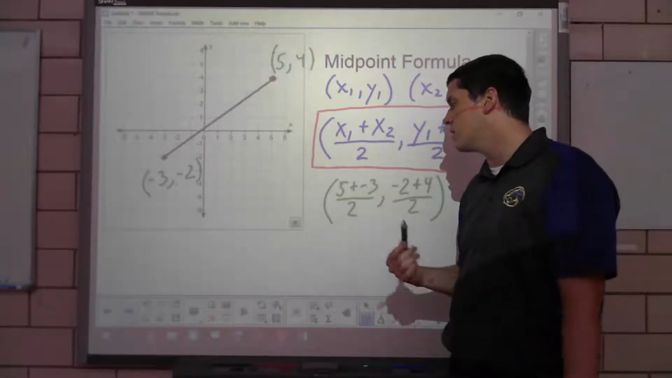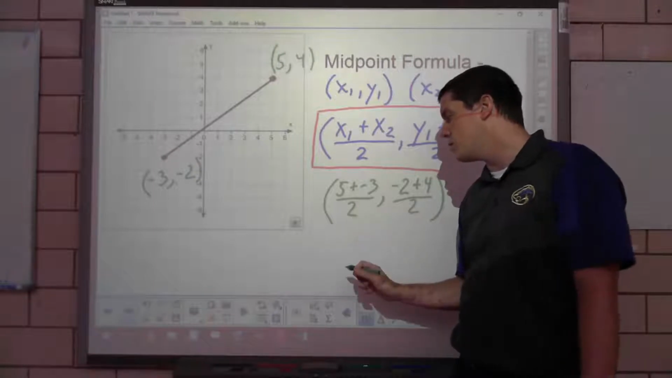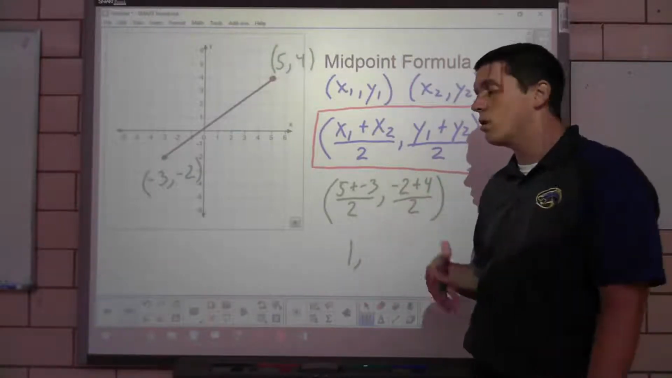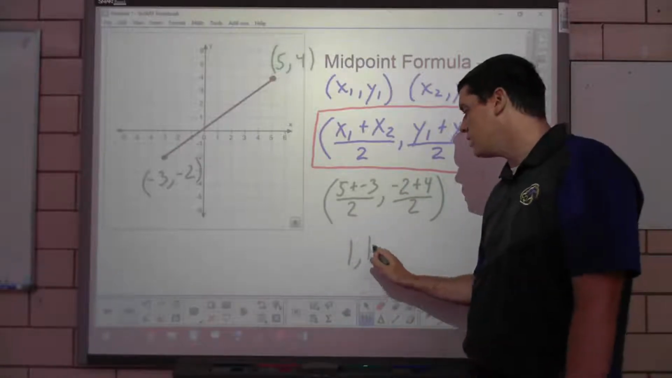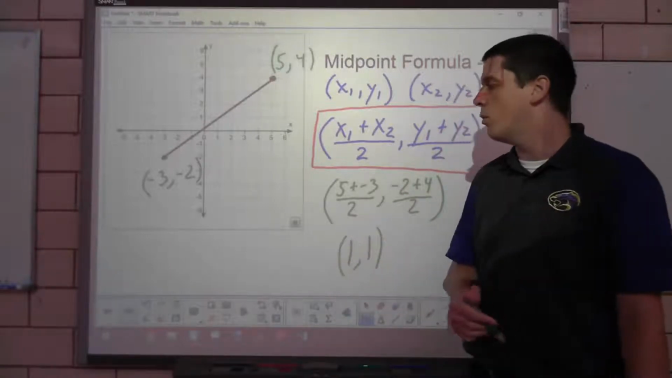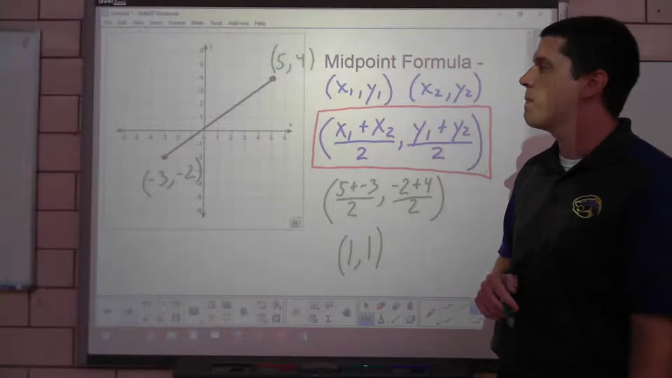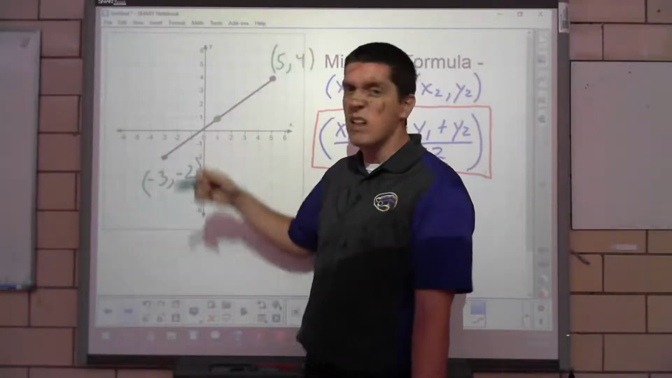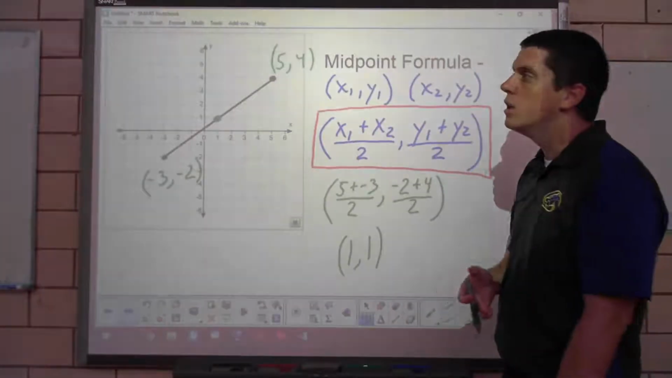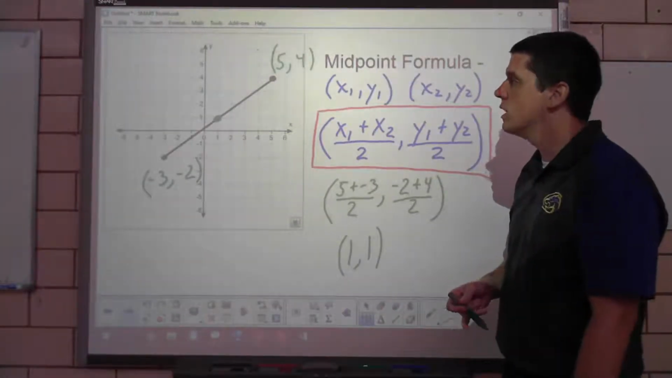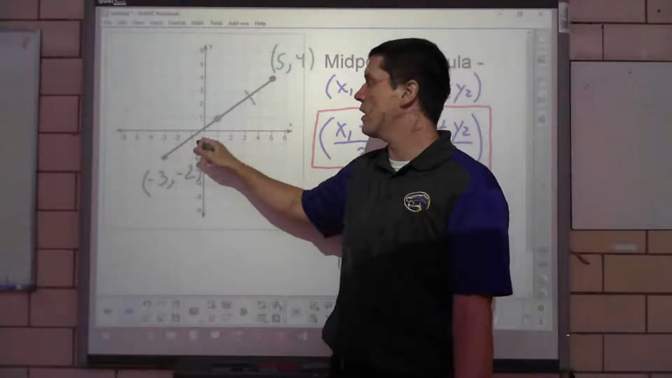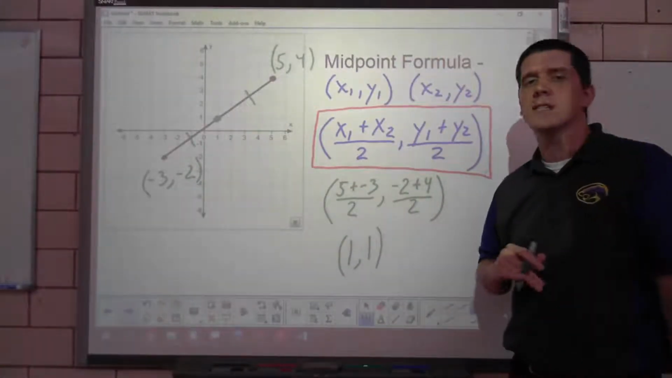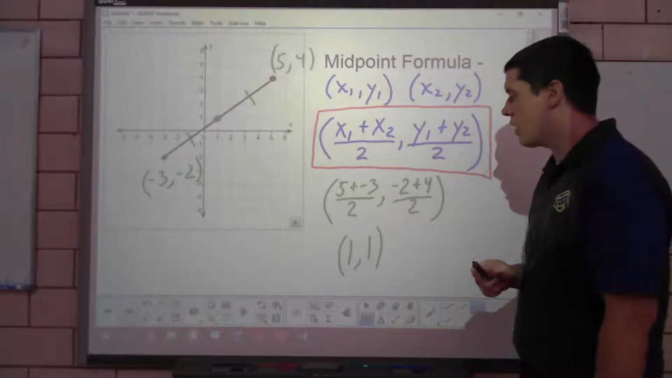5 plus -3 gives me 2, and then 2 divided by 2 gives me 1. And then -2 plus 4, well, that's 2. 2 divided by 2 is 1. So we know the midpoint is 1 comma 1. And if I happen to look right here, yeah, that looks like it's about the middle of that. And now we know that this distance right here would have to be the same as this distance right here, and we can do all the same things that we did with midpoints prior.